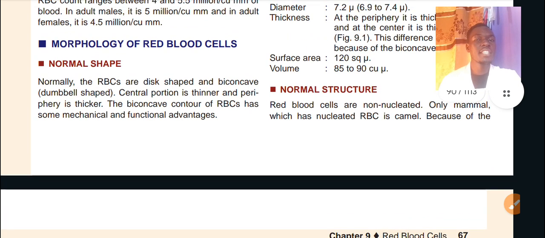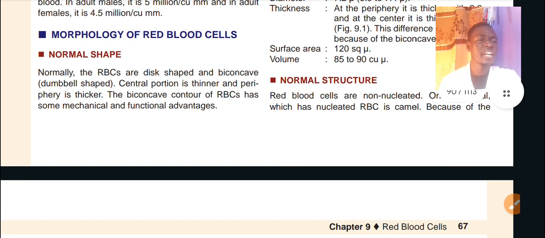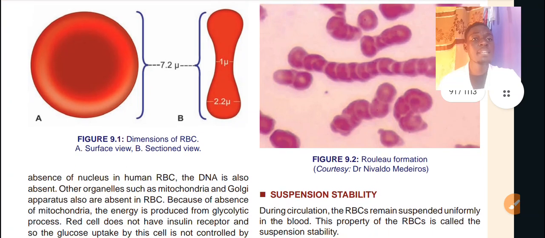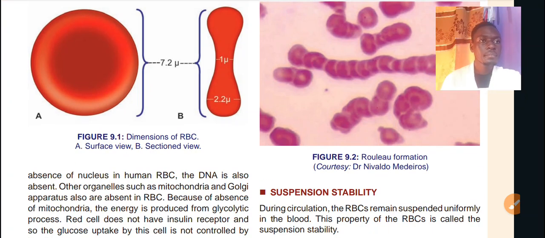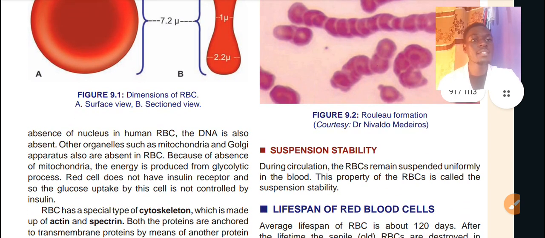Now, the normal structure. Just like we said, red blood cells are non-nucleated. They don't have a nucleus, except for the red blood cells in a camel. However, during their formation, at their earliest stage, they have a nucleus. This nucleus keeps on becoming smaller and smaller, and then it is eliminated. Therefore, they lack a nucleus. Actually, they not only lack a nucleus, but also other cell organelles like the mitochondria and the Golgi apparatus.